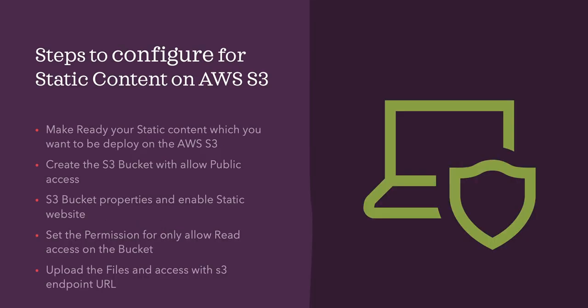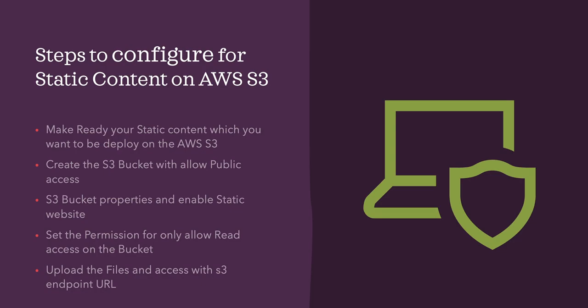The steps to do are, first, we should have our static content ready, which we want to deploy. Second, we will create an S3 bucket which will allow public access. We'll go through the steps of how exactly we have done it. Then we go to the S3 bucket, and once the bucket is created, we'll go to the bucket properties and enable static website.